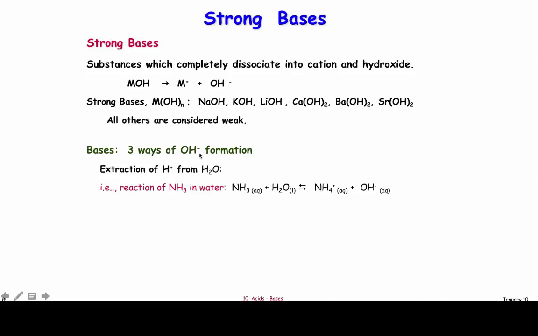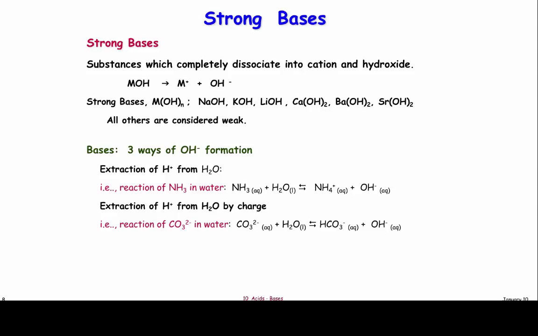The other way bases are formed is by extraction of hydrogen from water. When that occurs, as shown in this example, ammonia is a base because it strips the hydrogen off water and you form hydroxide. See how hydroxide is generated? That's considered a base. Sometimes an ion like the carbonate ion removes the hydrogen from water. You form, in this particular case, the bicarbonate ion and hydroxide. Again, hydroxide is generated. So the carbonate ion, CO3 2-, is considered a base.